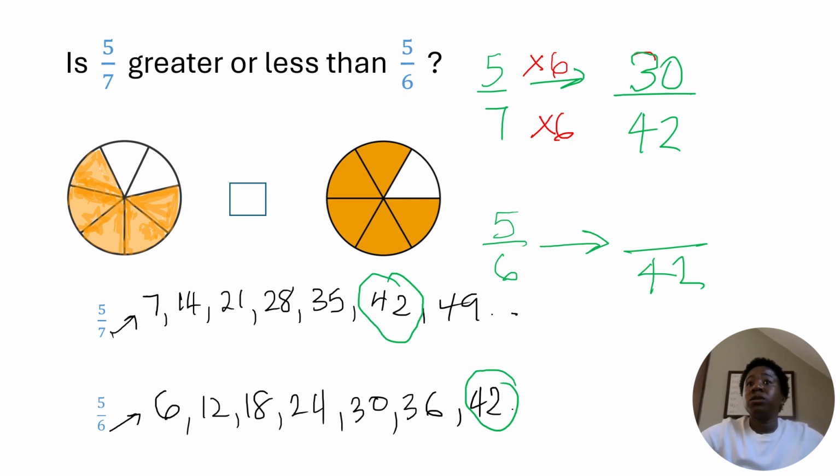So whatever we do to the denominator, we must do to the numerator. So 5 times 7 is 35. Now that they have a common denominator, we can now go ahead and make comparisons. So the question then would reread, is 30 over 42 greater or less than 35 over 42? And the answer will be, it is less than.